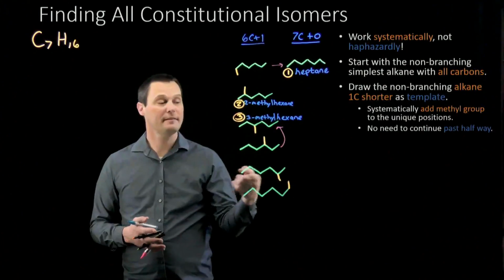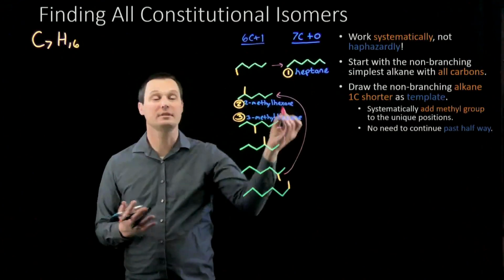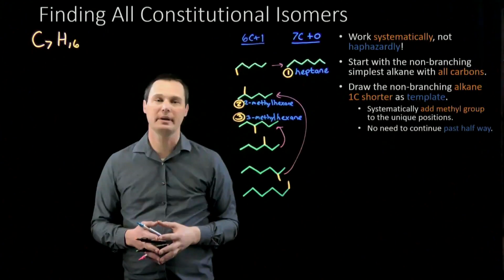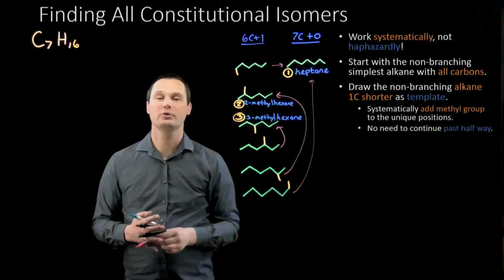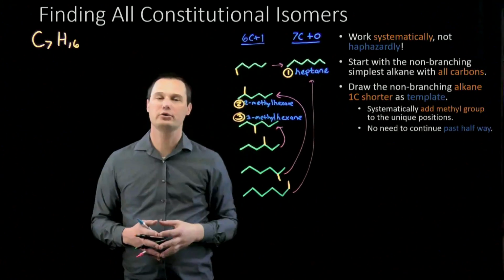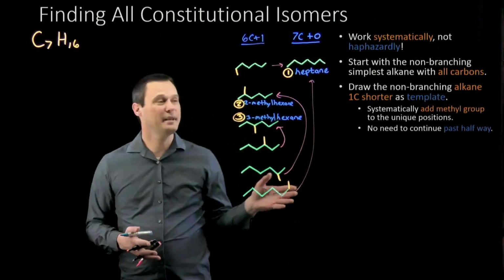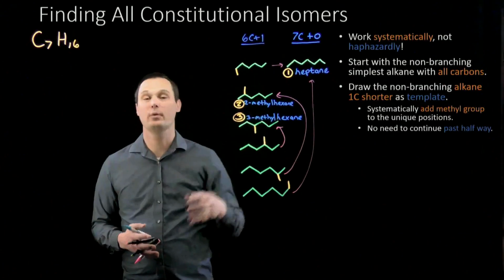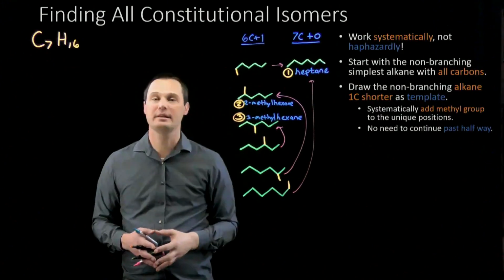Same thing with what looks like 5-methylhexane. 5-methylhexane is really just the same as 2-methylhexane, and so this is also not a new unique constitutional isomer. And finally, 6-methylhexane is the same as regular heptane, and so this is also not a unique structure. Most of the time when we draw structures, they'll ultimately end up being equivalent to another structure we've already drawn. That's why I include the caveat, you really don't have to go past halfway. Once you get to the halfway point, everything after the halfway point will likely be identical to something you've already drawn.